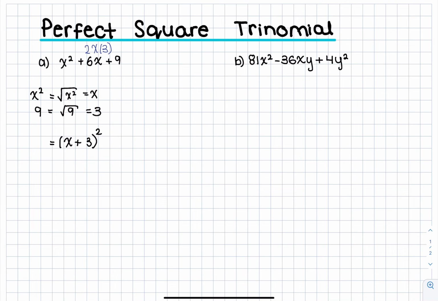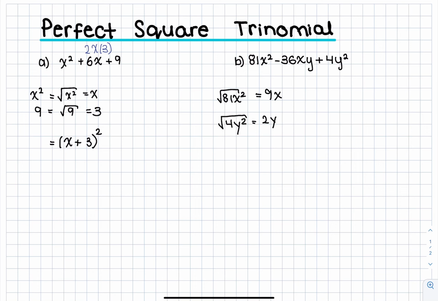Same idea on the other side. For B, we have 81x squared minus 36xy plus 4y squared. If we were to take the root of the very first term, that's the root of 81x squared. The root of 81 is 9. The root of x squared is x. So that first term rooted is 9x. We then have our last term is 4y squared. And if we took the root of 4, that is 2, and y squared, the root of that is y.